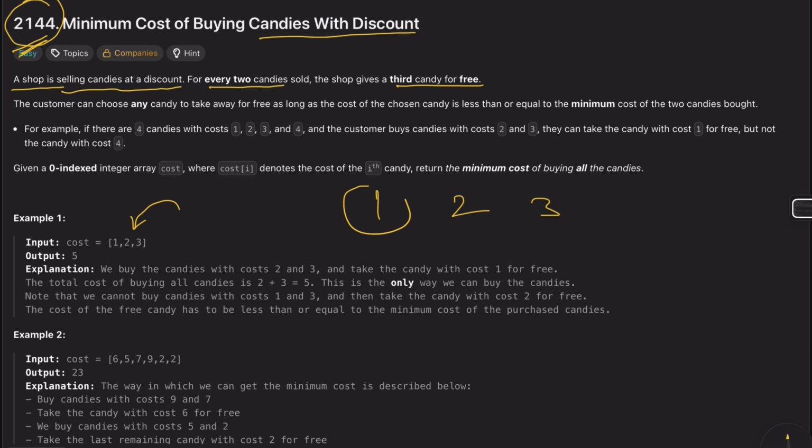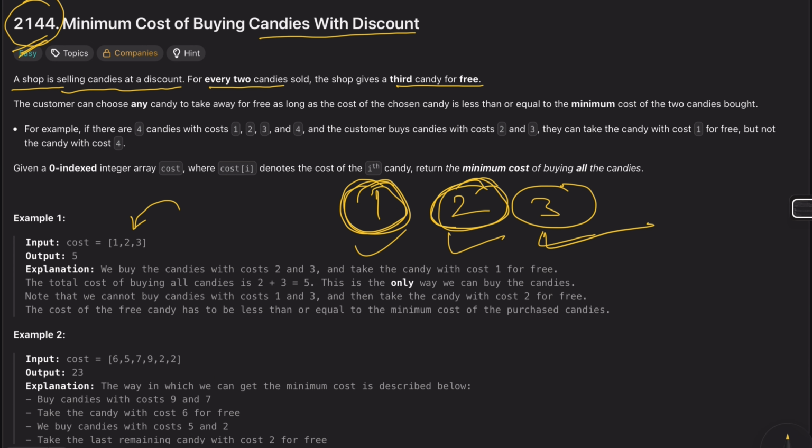If you buy any two of these, he will give the third, but it depends on which one you choose, this one or this one, because each candy has a different price. And what do you want as a customer? Obviously you want the maximum free. But there is a certain rule so that the shopkeeper will not take a loss. What is the rule? Let's think here.